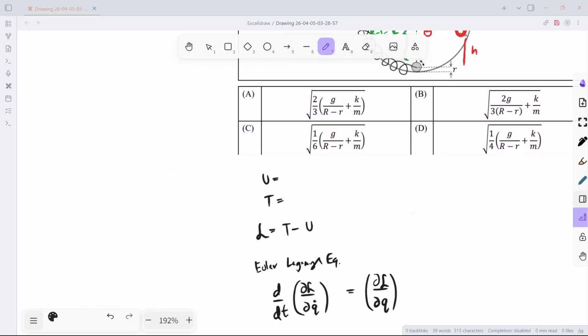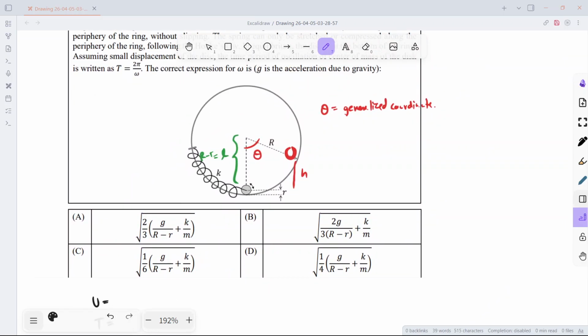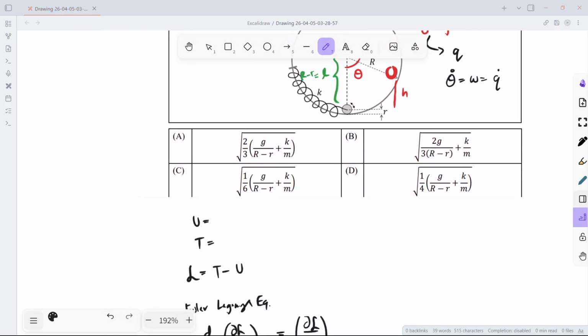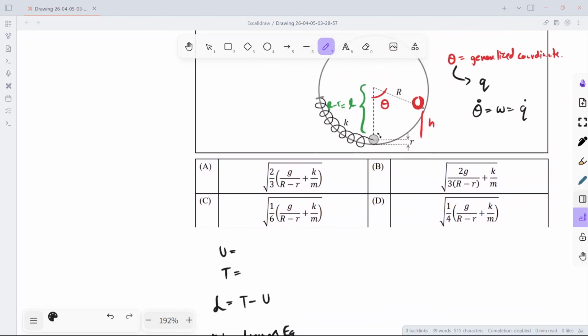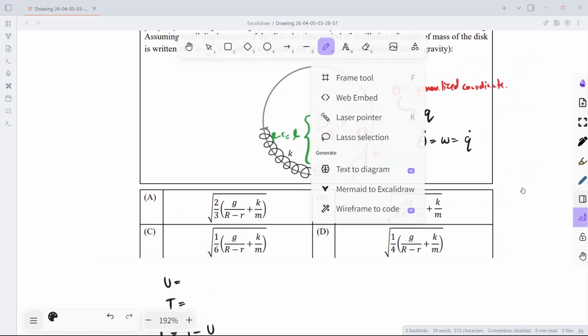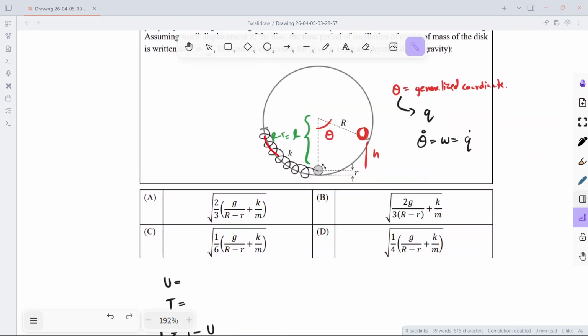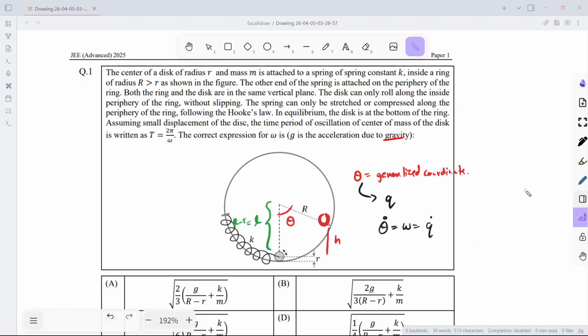In our case, theta is our generalized coordinate, so theta dot, the angular velocity, is going to be our q dot. So what is the potential? Well, there's going to be two potentials. One related to this spring, and the other related to the force of gravity.